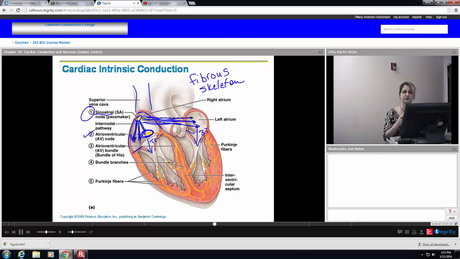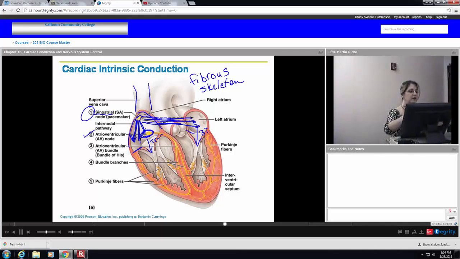But because it's fibrous connective tissue, it does not conduct impulses. So you don't have the gap junctions and those desmosomes between the atria and the ventricles there. So the only way that impulse is going to pass is through the structures that we're going to talk about. If the impulse is going to pass from the atria to the ventricles, it has to go through these autorhythmic cells.